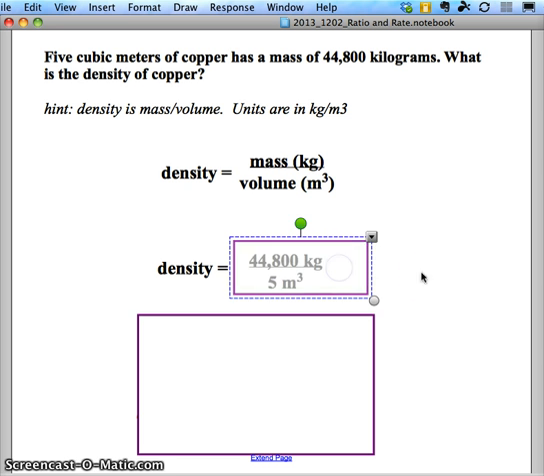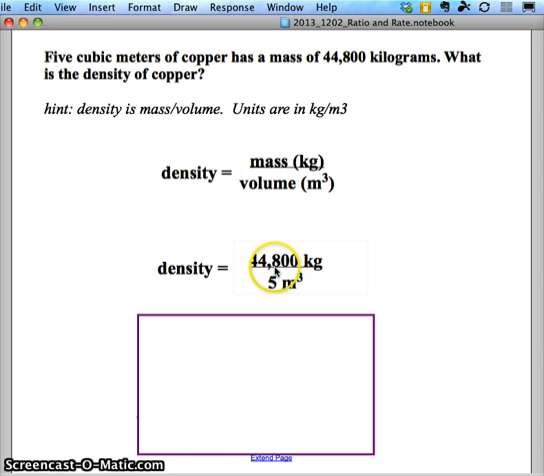Right, let's see. Right, 44,800 kilograms, that's the mass. It says up here the mass. And here's the volume, 5 cubic meters or meters cubed. So here's my density, but again, this is not in a unit rate. We want to find the actual density of the copper. In order to do that, we want literally in kilograms per 1 meter cubed. So we want to get that to a 1. Take a second to do the division and find out what the density of this copper is.